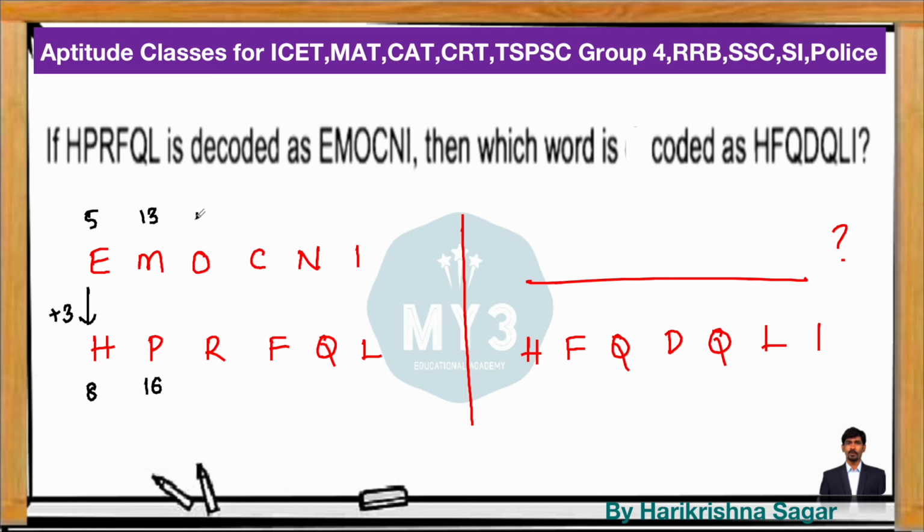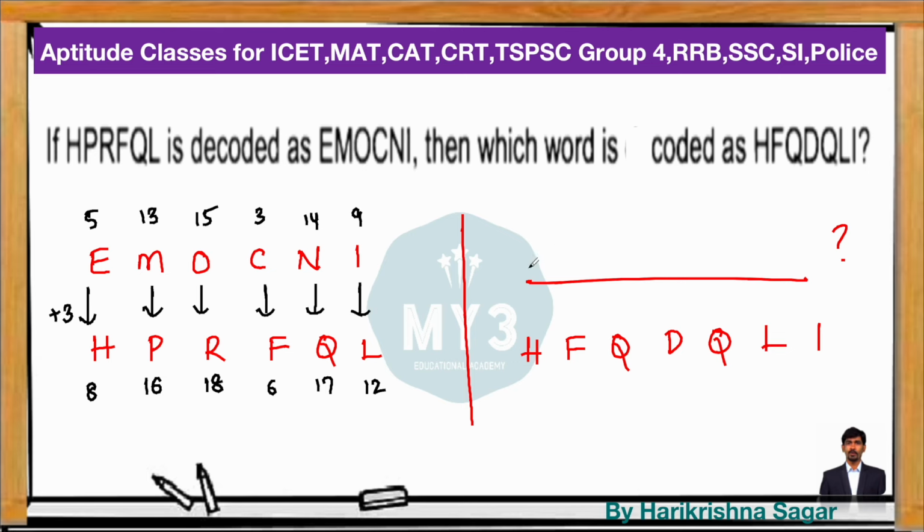Again increased by 3. O is 15, R is 18. And C is 3, F is 6, N is 14, Q is 17, I is 9, L is 12. That means every alphabet is increased by 3 here. The same logic you can apply here.